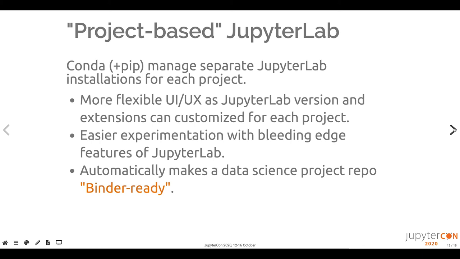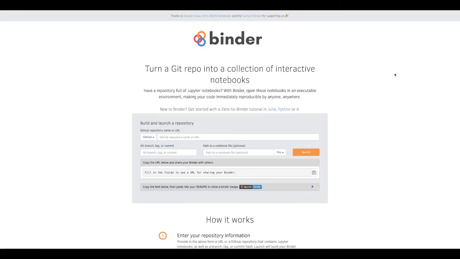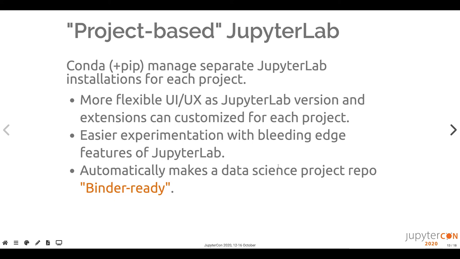It also automatically makes your project repos Binder ready. Now, if you're not familiar with Binder, Binder is a service for turning Git repos into collections of interactive notebooks. Basically, you put some configuration files in your project repo, and then you can put that GitHub URL straight into the Binder interface, and it will launch those notebooks inside of an environment based on those configuration files running in the public cloud. So it's a really cool service. And the neat thing is that if you use the configuration files environment.yaml, requirements.txt, and postBuild, then your project will be automatically Binder ready.